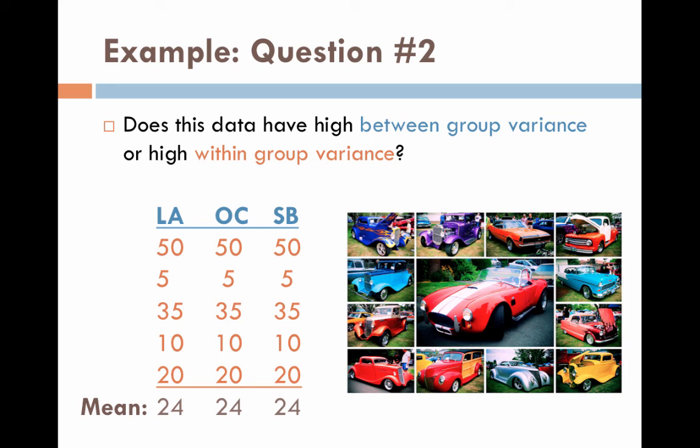But if you look within the groups, we see that there is differences. The 5 people from LA drove all different mileage. Same thing for Orange County and San Bernardino County. So given this, we have high within group variances and actually no between group variances because all 3 means between the 3 groups are exactly the same. They're equal.